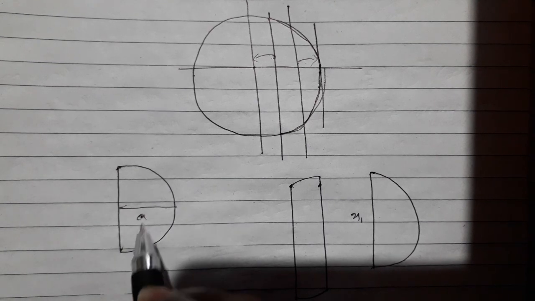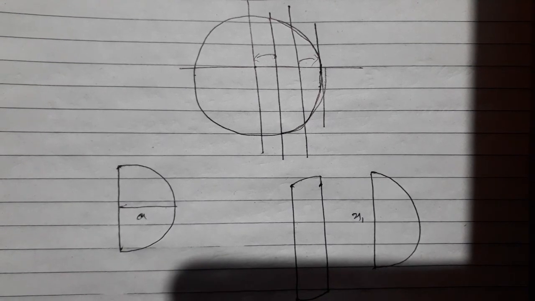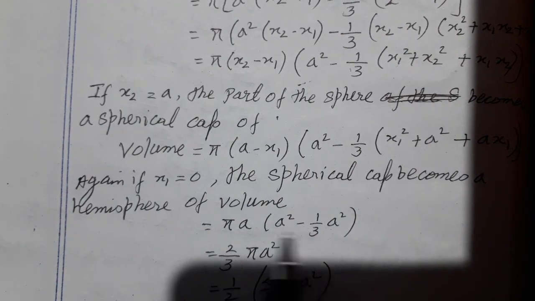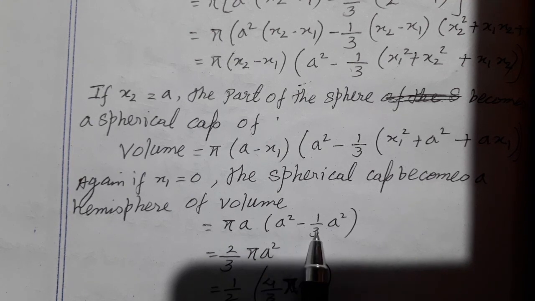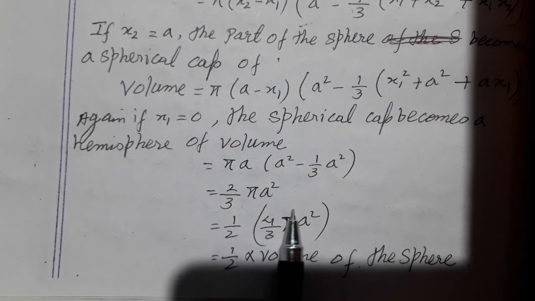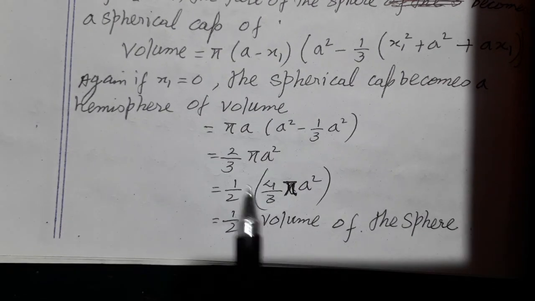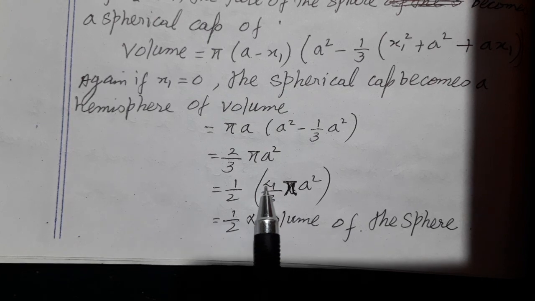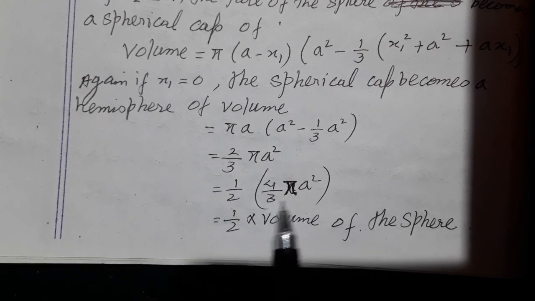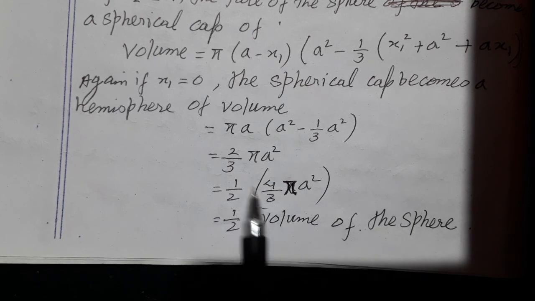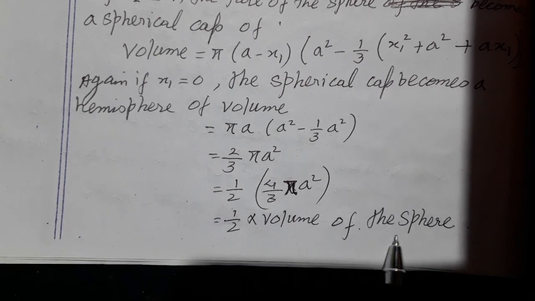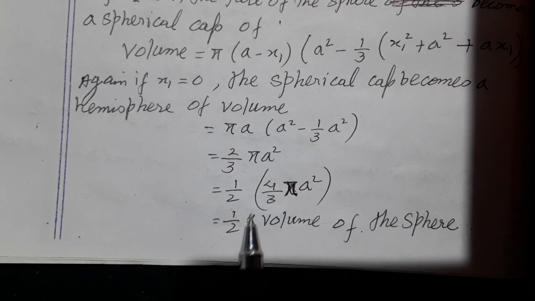The radius is nothing but a. When you rotate this figure, you get a hemisphere. So let us put x1 equal to 0. We get pi a squared minus 1 by 3 a squared. Taking the LCM, we get 2 by 3 pi a squared, and multiplying by 2 gives 4 by 3 pi a squared, which is the volume of the sphere. So the volume of the hemisphere is half the volume of the sphere. Thank you.